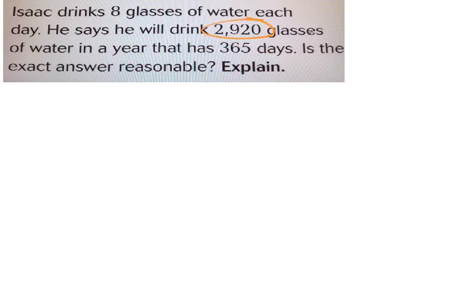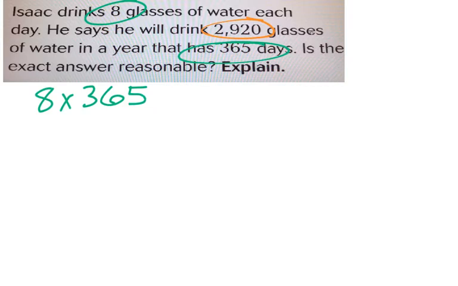This would be the final answer, or the product to our multiplication. So we're not going to worry about that number right this second. What we're going to find is our 8 here and our 365 here. Those are the two numbers we need to be multiplying. So we're going to set up our multiplication problem as 8 times 365. Now again, we're not finding our exact product. Instead, we're rounding up and we're rounding down. So we're going to start by rounding down, which means our 3 is going to stay the same. 8 times 300.